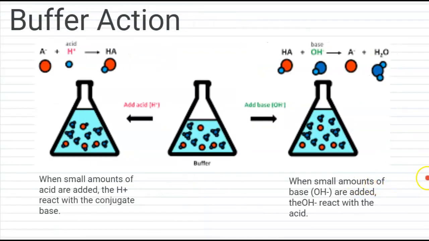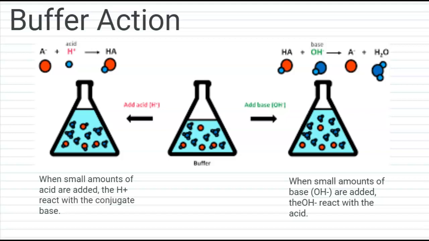So, what does a buffer do? Well, buffers, we said early, will resist changes of pH when you add a strong acid or a strong base to them. The reason they can do that is because buffers contain both a weak acid and a conjugate base. So no matter what I add, I've got something that will react with it. Remember that acids and bases react. So if I add an acid, it will react with the base, the conjugate base.